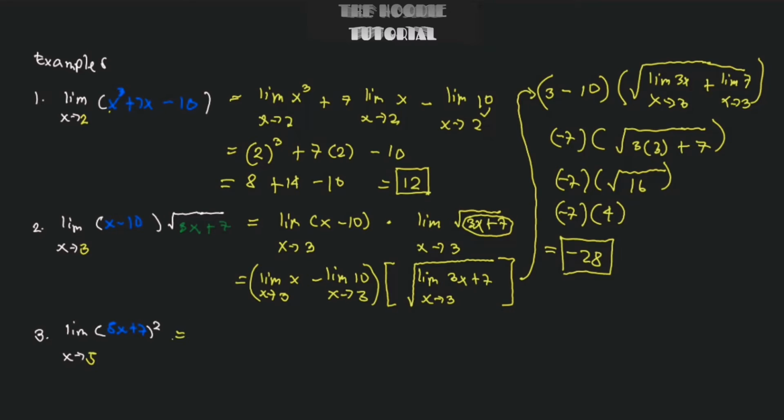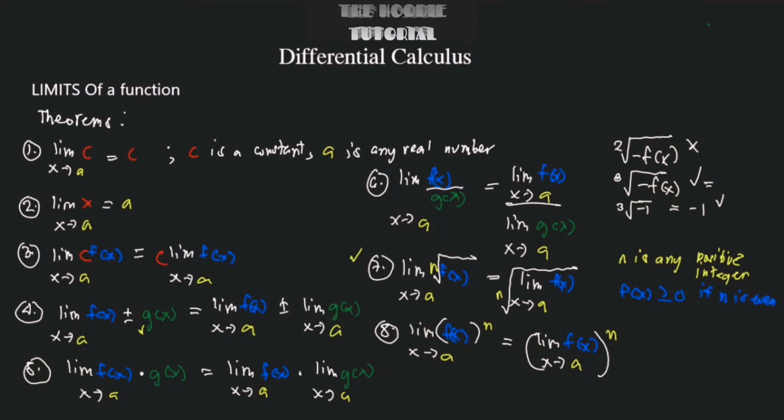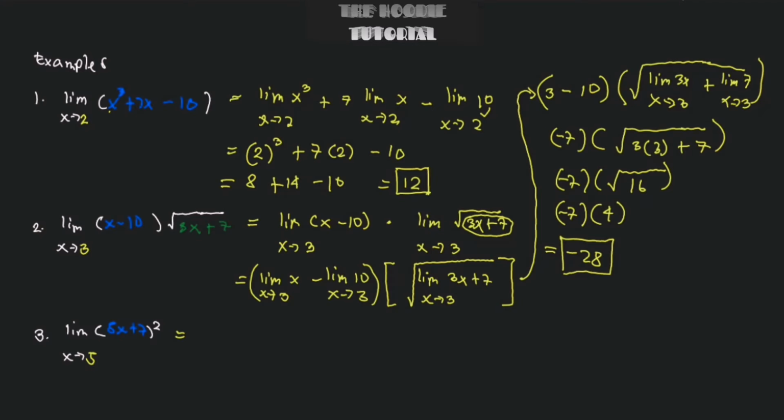So right here we have a sum function that is raised to the power of 2. This is basically in theorem number 8. As we recall, this is this one. So how do we evaluate these limits? Just like in number 2, we're going to find the limit of the inside function.